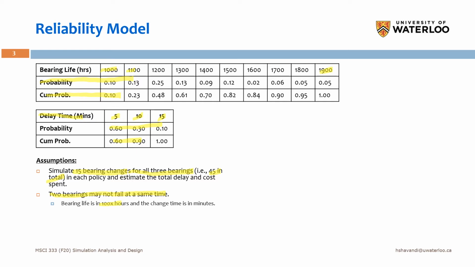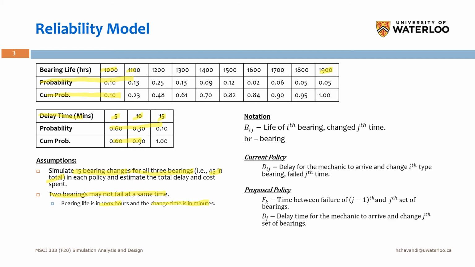Where we assume that each minute here is 100 hours. Sorry, not in minutes, in hours. So 10 hours up to 19 hours, and we assume that 1 hour here means 100 hours. Okay, and the change times are in minutes. So for the notation here, we define Bij as the life of ith bearing change jth time.